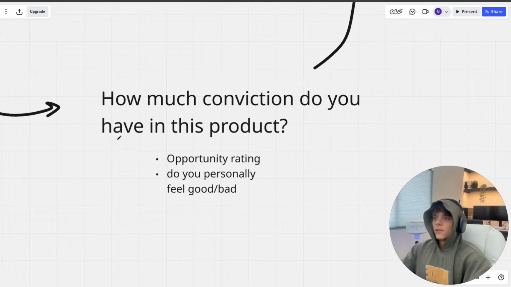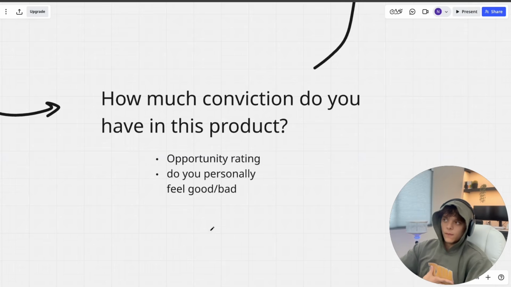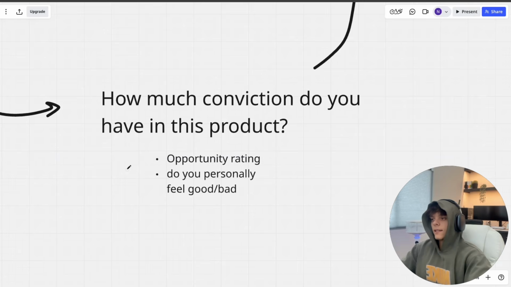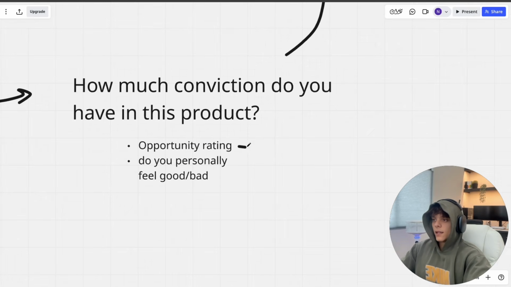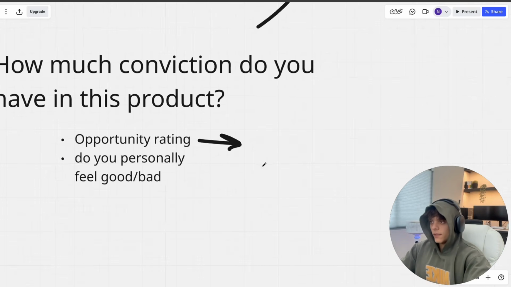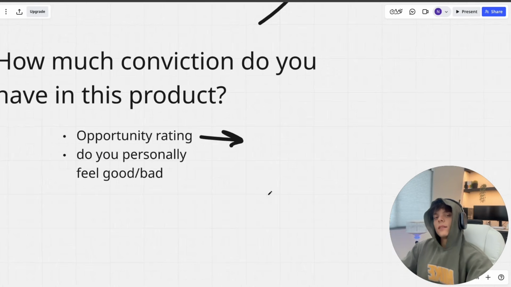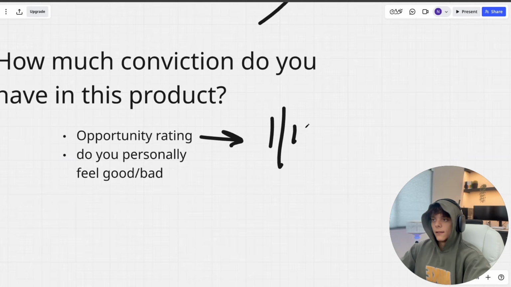Next thing is how much conviction do you personally have in this product? So your gut is a powerful tool, and it's something that you need to rely on more and more the further you get into your e-commerce and just entrepreneurship journey. Like your gut does tell you things, and it tells you things for a reason. And so one thing I like to create is kind of like an opportunity rating. So basically, I'll kind of rate how good this product opportunity is on a scale of 1 to 10, right?